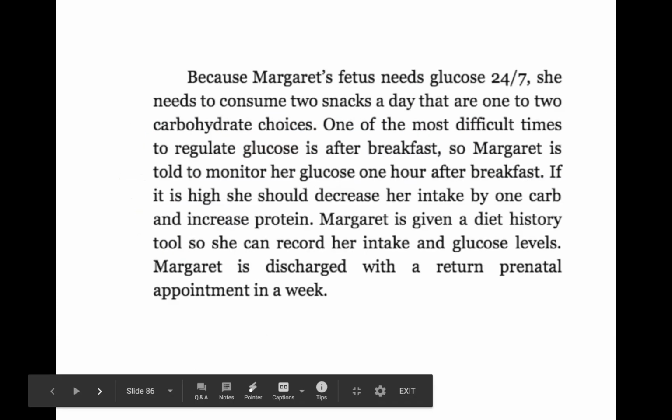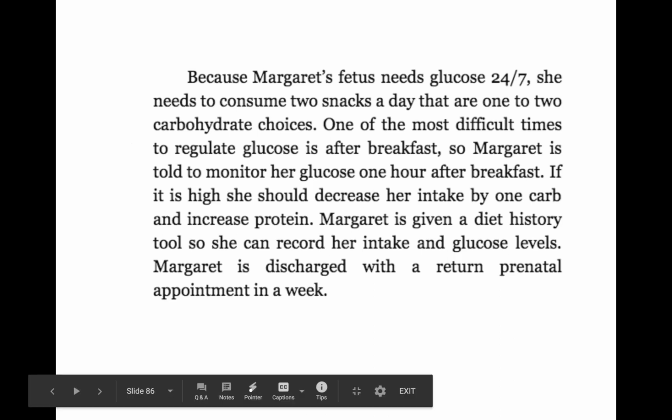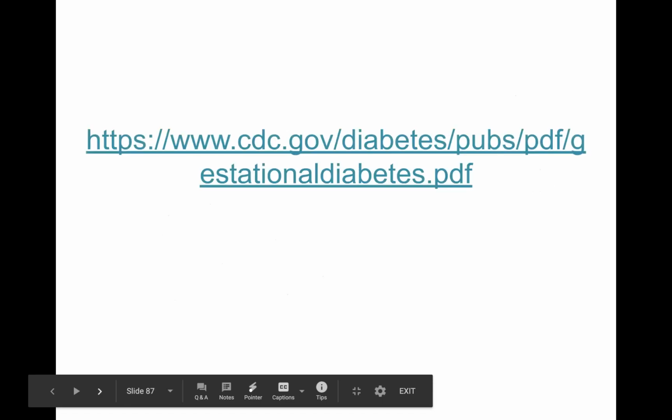Because Margaret's fetus needs glucose 24/7, she needs to consume 2 snacks a day that are 1 to 2 carbohydrate choices. One of the most difficult times to regulate glucose is after breakfast. So Margaret is told to monitor her glucose 1 hour after breakfast. If it is high, she should decrease her intake by 1 carb and increase protein. Margaret is given a diet history tool so she can record her intake and glucose levels. Margaret is discharged with a return prenatal appointment in 1 week.